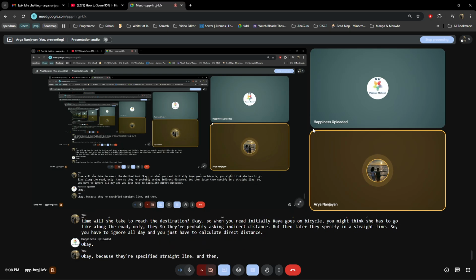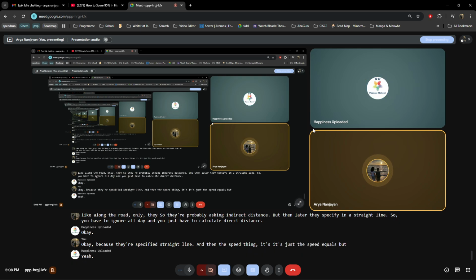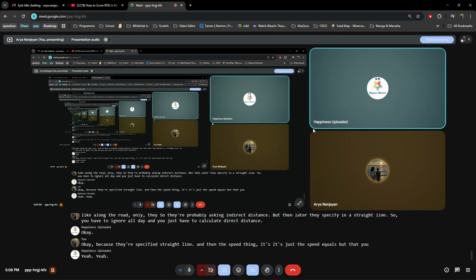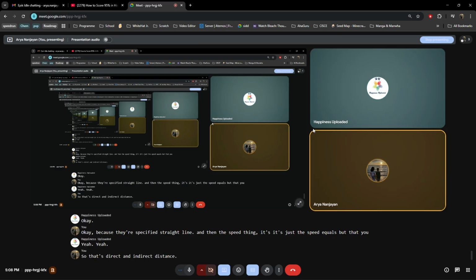And then the speed thing, it's just speed equals distance by time. That you did right. So that's direct and indirect distance done.